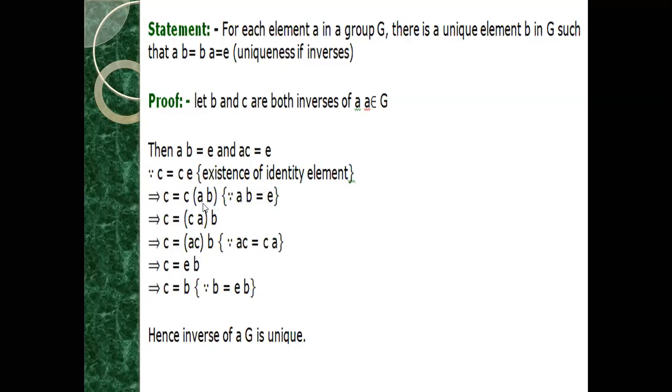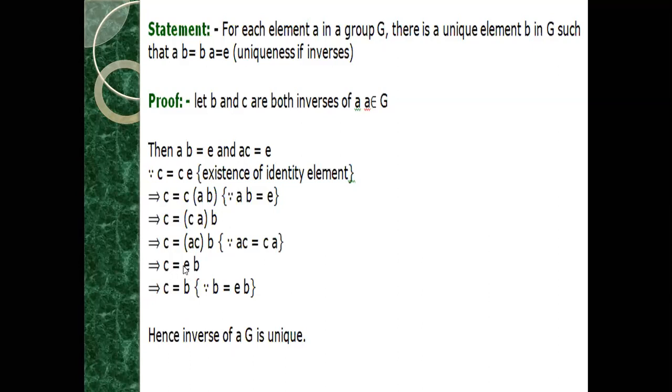These are in product, so we can write it like this: (CA) into B. So CA can be written as AC. AC is equal to CA by the commutative law. Okay. So (AC) B. So here AC is equal to E. So we replace the AC value with E.